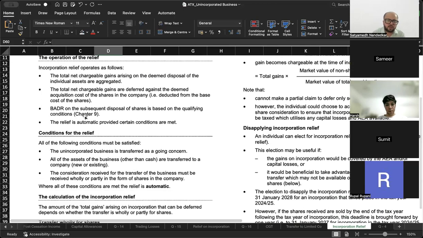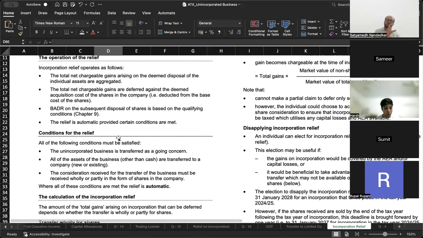अब the BADR and subsequent disposal is based on qualifying conditions. अब क्या होता है कि whenever I'm transferring my assets to the company, in most cases there will be no consideration. Why? Because I'm only changing the structure. It is still my business only. So there are no capital gains implications that way. And the disposal is, of course, at market value.